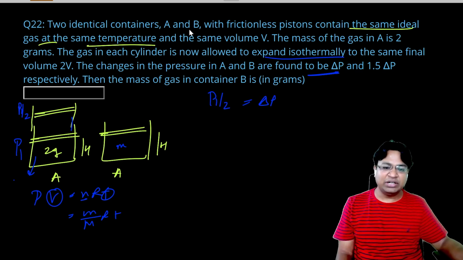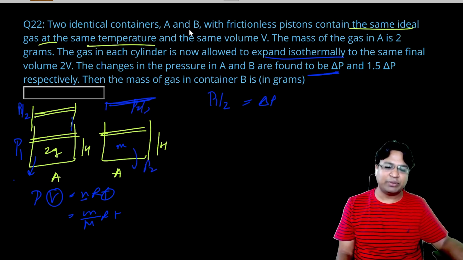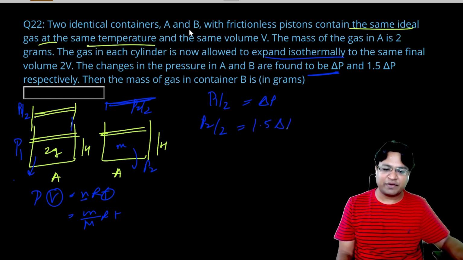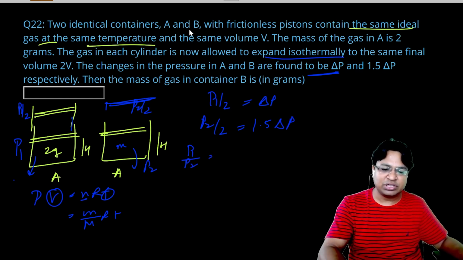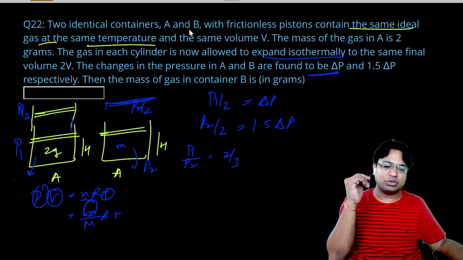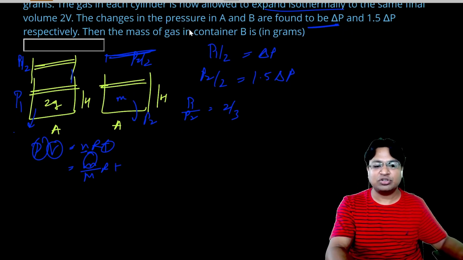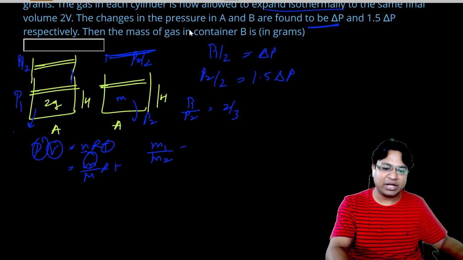Similarly, if the pressure here initially was P2, again it will become half, it will become P2 by 2. So the difference would be P2 by 2. And according to the question, this is 1.5 delta P. If I divide them, I get P1 by P2 is equal to 1 upon 1.5, that is 2 by 3. And the pressure is proportional to the masses. So the ratio of the initial pressures should match the ratio of the initial masses. So M1 by M2 should be equal to 2 by 3. Or in other words, M2 should be equal to 3 by 2 into M1.